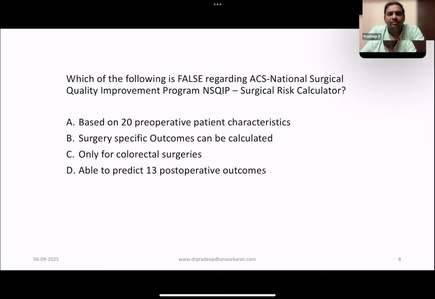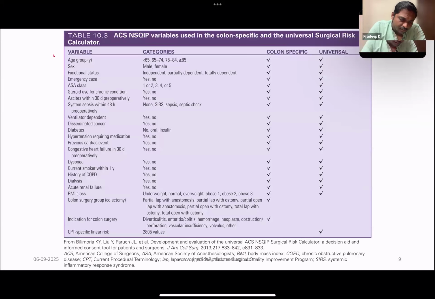Likewise, they used several patient characteristics. They included 20 preoperative patient characteristics. After analyzing these characteristics, the surgery-specific outcomes can be calculated, and they were able to generate 13 postoperative outcomes, and it can be used for all kinds of surgeries, not necessarily colorectal surgery. Of course, colorectal surgery was the first surgery that was universally applied to calculate the surgical risk pertaining to colorectal surgery. So these are the 20 patient-related characteristics.